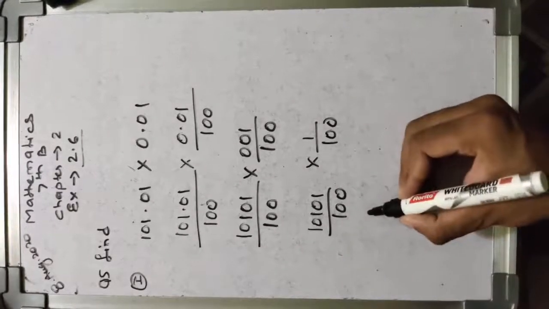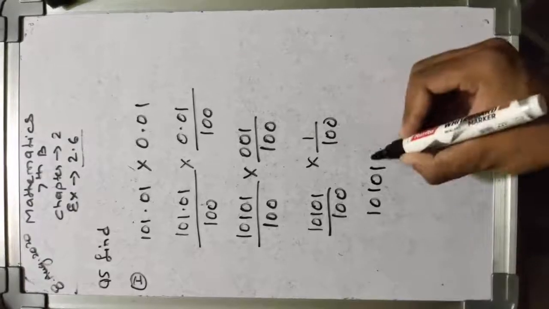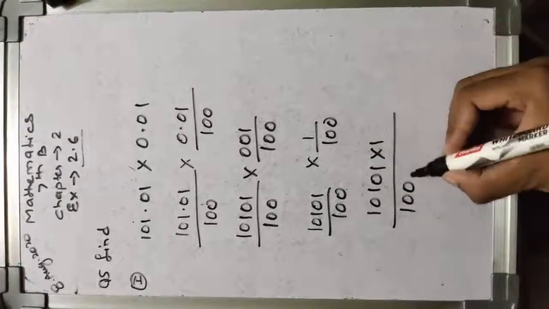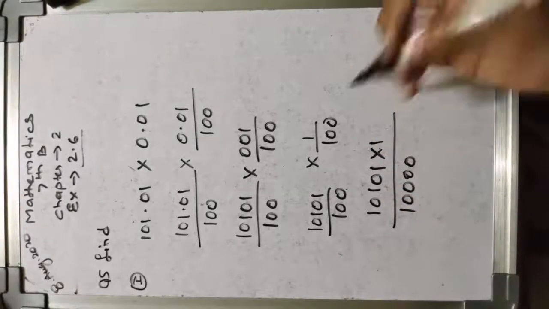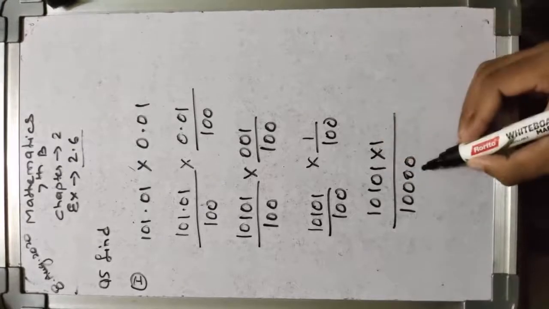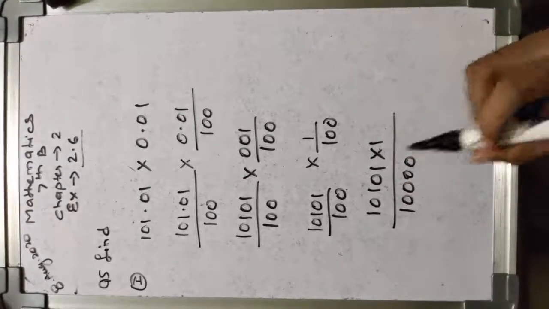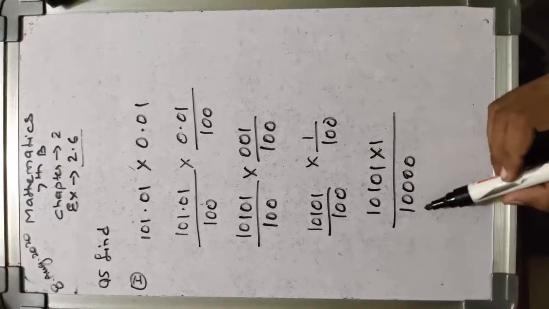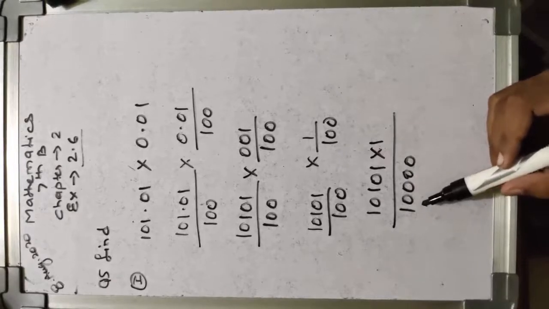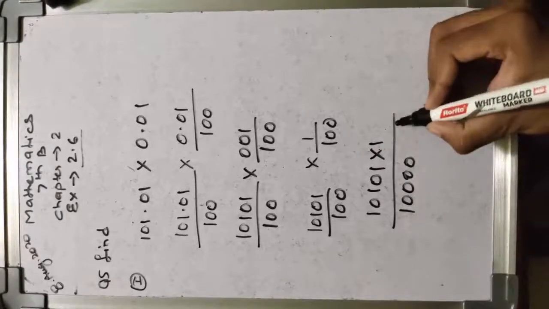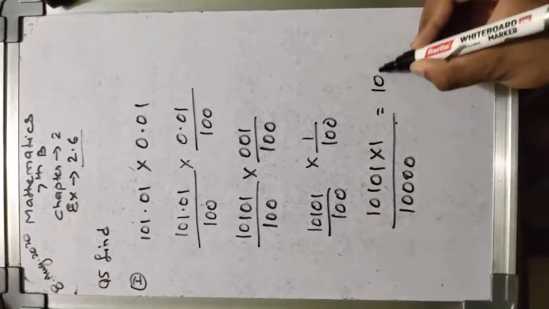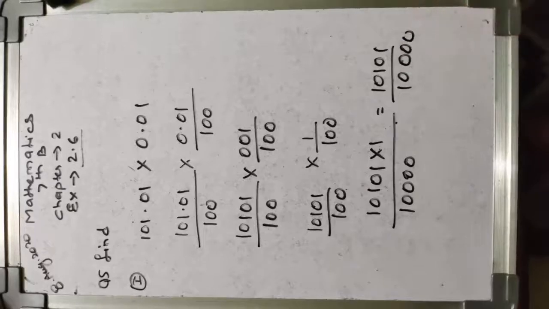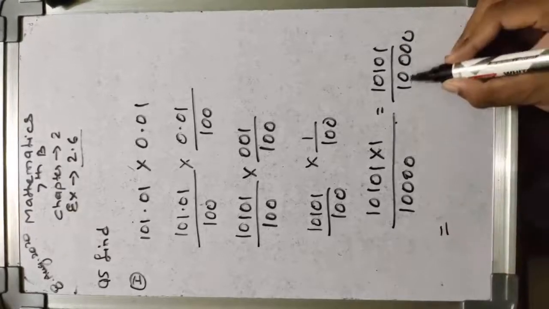Now just write it directly, 10101 into 1 upon 100, because these two numbers get multiplied, so 100 into 100 is 10,000, 4 zeros. If you multiply two zeros with two zeros, it becomes 4 zeros, with the 1 at the first place from the left-hand side. Now it will become 10101 upon 10,000, 4 zeros.